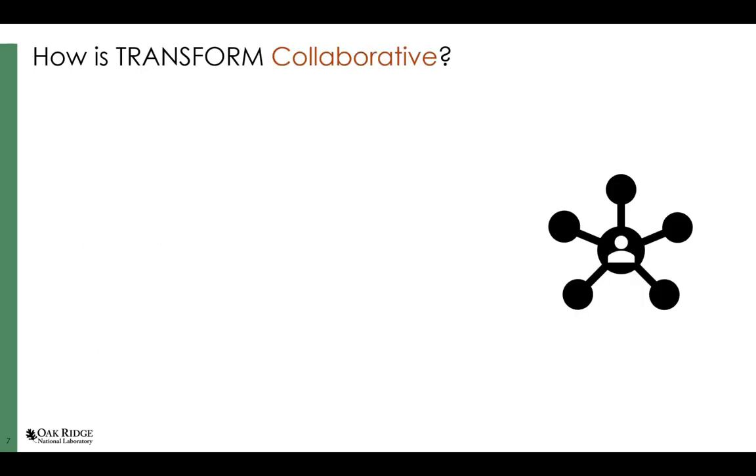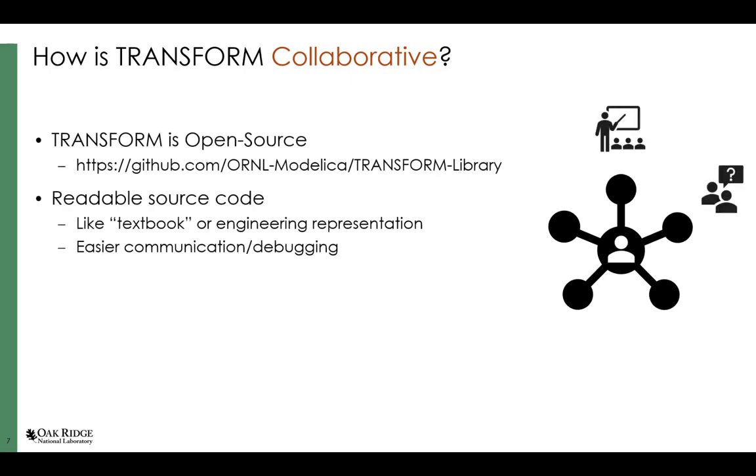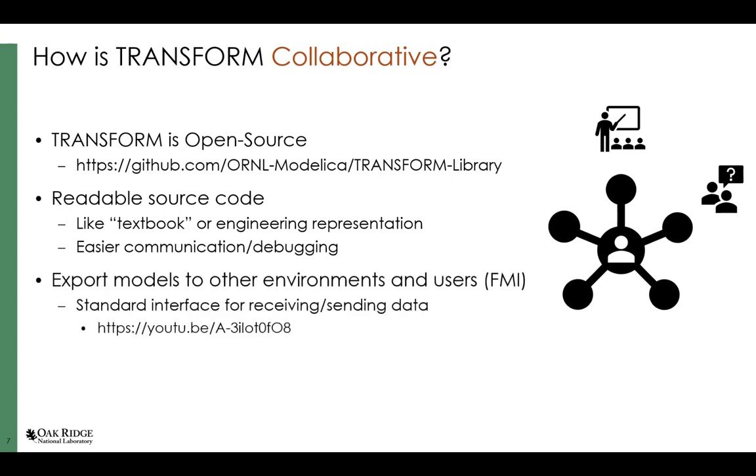So how is TRANSient collaborative? First and foremost, it's open source. You can go to GitHub and download it right now. Of course, it's readable source code, like a textbook. This is, of course, one of the attributes of Modelica, which TRANSient tries to adhere to by not making things overly complex in their implementation. And of course, FMIs are very much of interest to us, and we look to improve and support the adoption of FMI technology with these kind of thermal hydraulic systems.